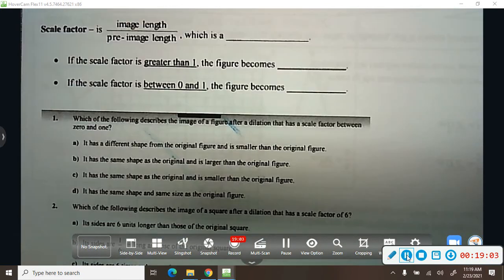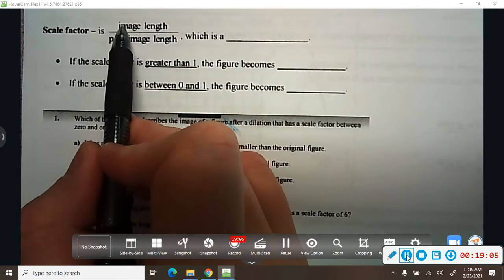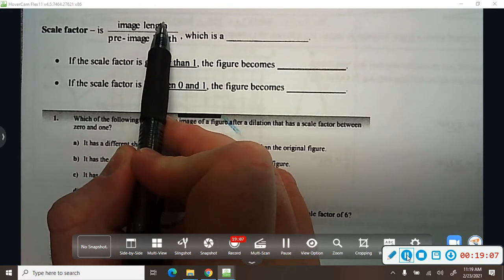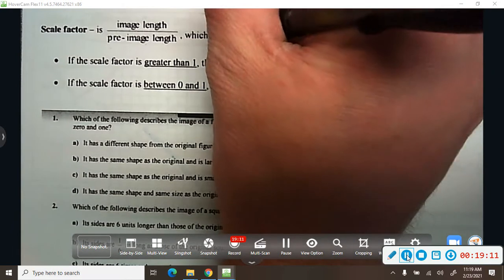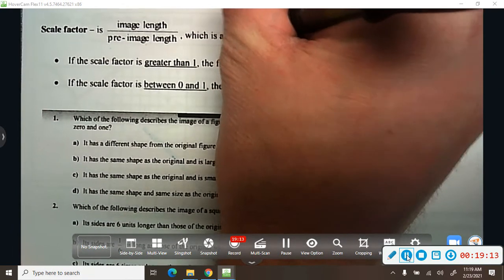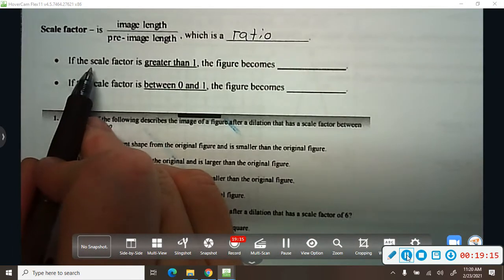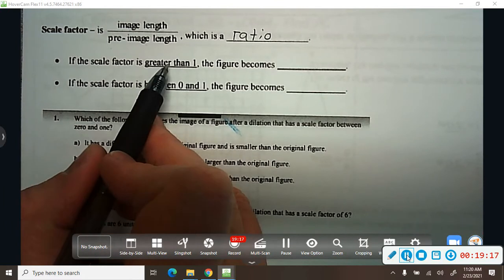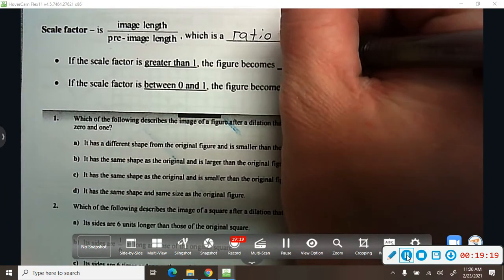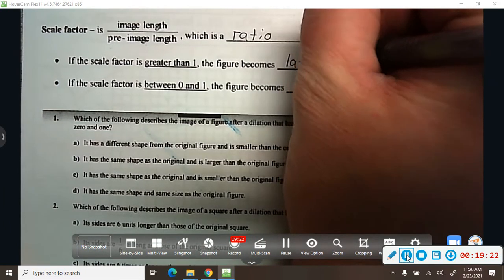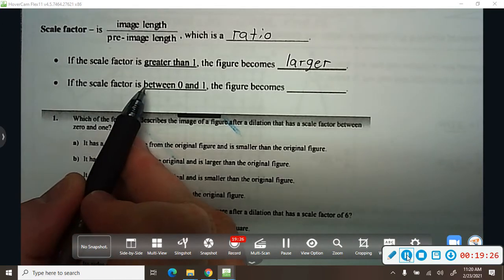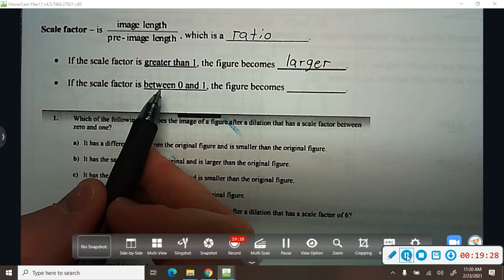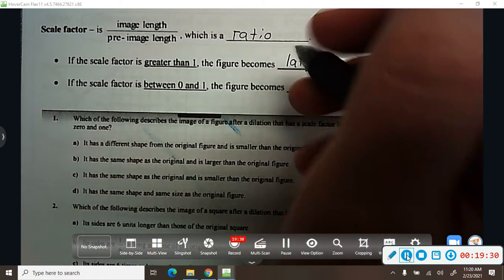So remember, when you're trying to find the scale factor, if you take what you start with, the length divided by what you ended up with, that forms a ratio. And if that scale factor is bigger than 1, the figure becomes larger. And if that scale factor is between 0 and 1, not including 0, not including 1, the figure becomes smaller.